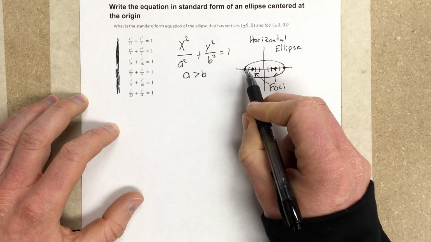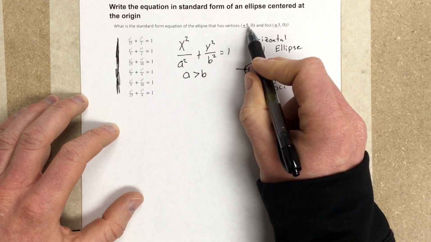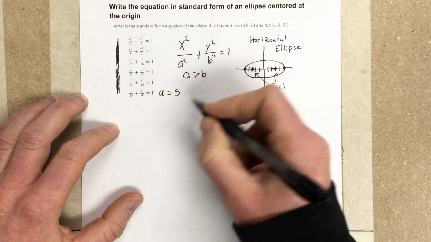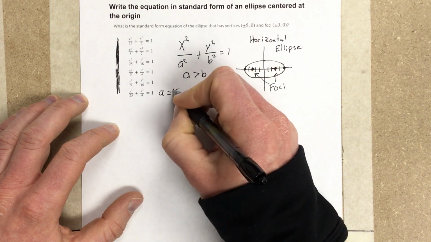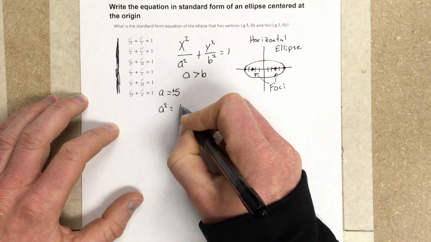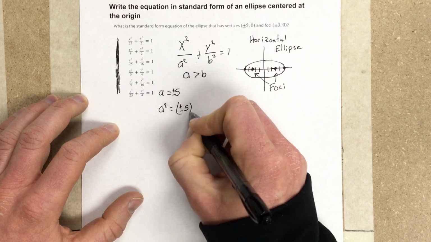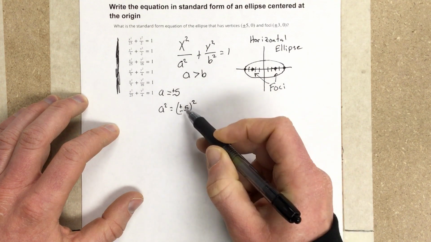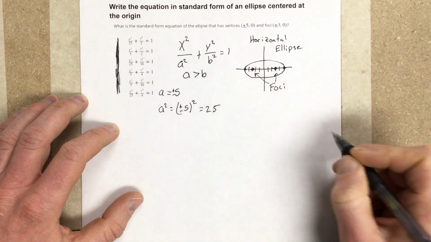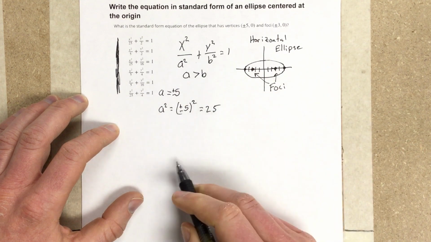So what I can do is say that this 5 here, so I can say 5 is equal to a, and actually we'll just say plus and minus 5 is equal to a. If I square each side, I get a squared is equal to the square of plus and minus 5, which, it doesn't matter if you take 5 squared or negative 5 squared, you still end up with 25. So a squared is 25.